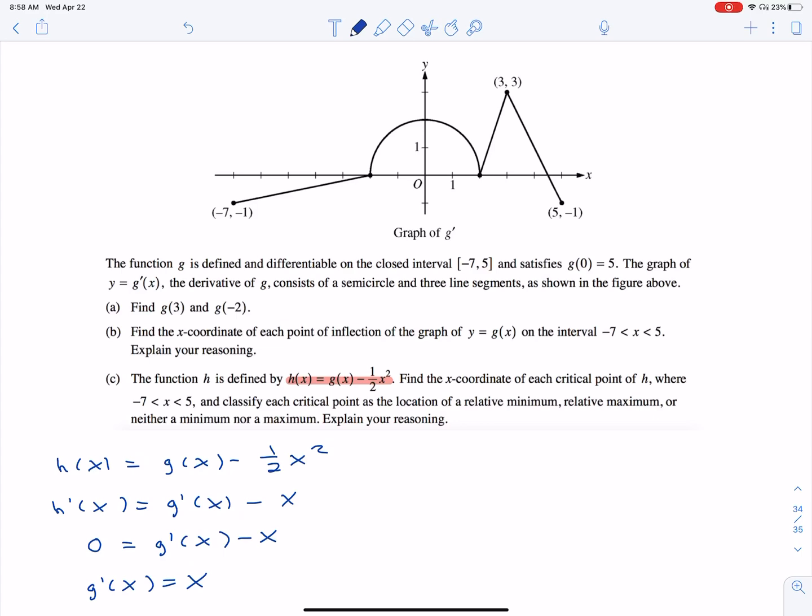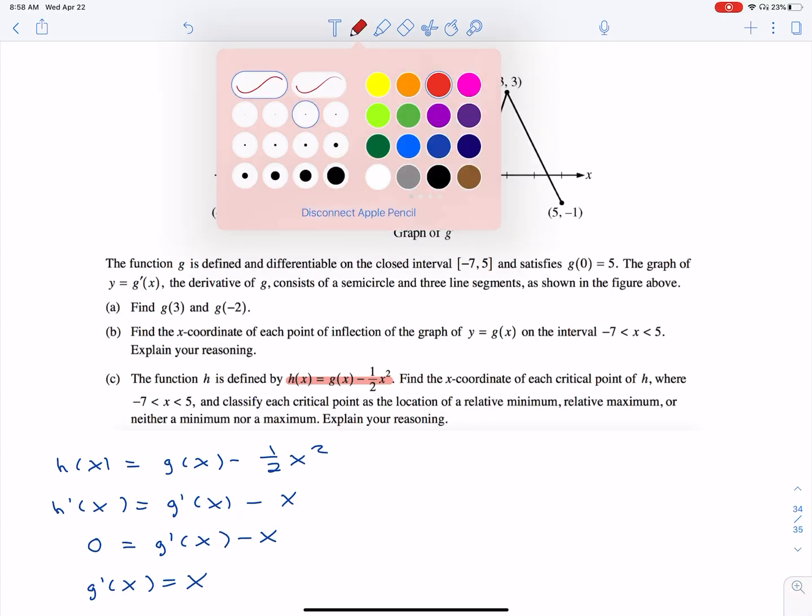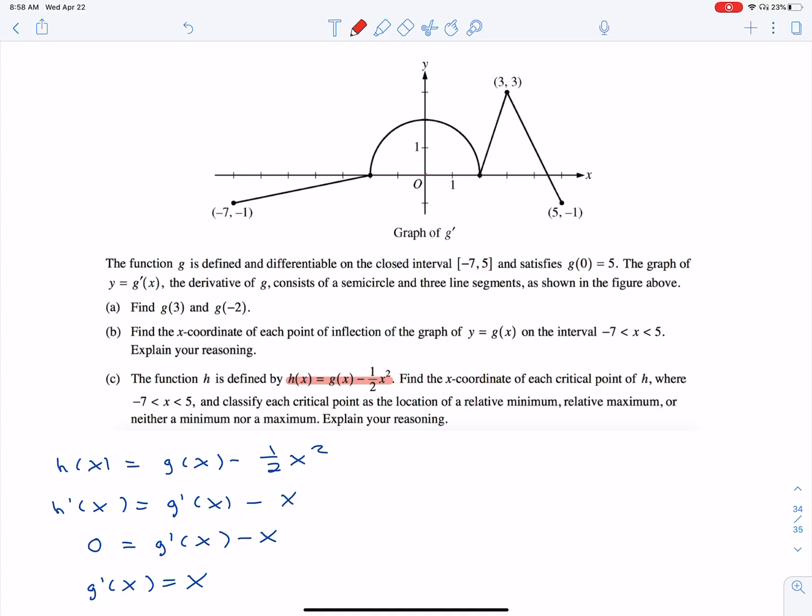So let's graph the line y equals x, right? So the line y equals x is going to look like this. So any value of x where these two graphs cross, the red and black, we have critical numbers. So we have a critical number here, whatever that is, and we have a critical number at 3. Okay? So first off, let's find this critical number.